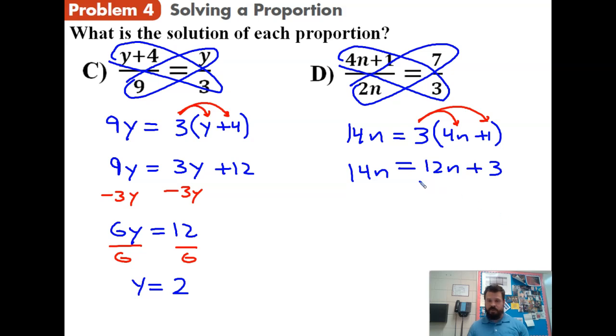And solving, I'm going to subtract 12n from both sides to give me 2n is equal to 3. And then we can finish by dividing to end up with n is equal to just 3/2, we could say, or I suppose 1.5.